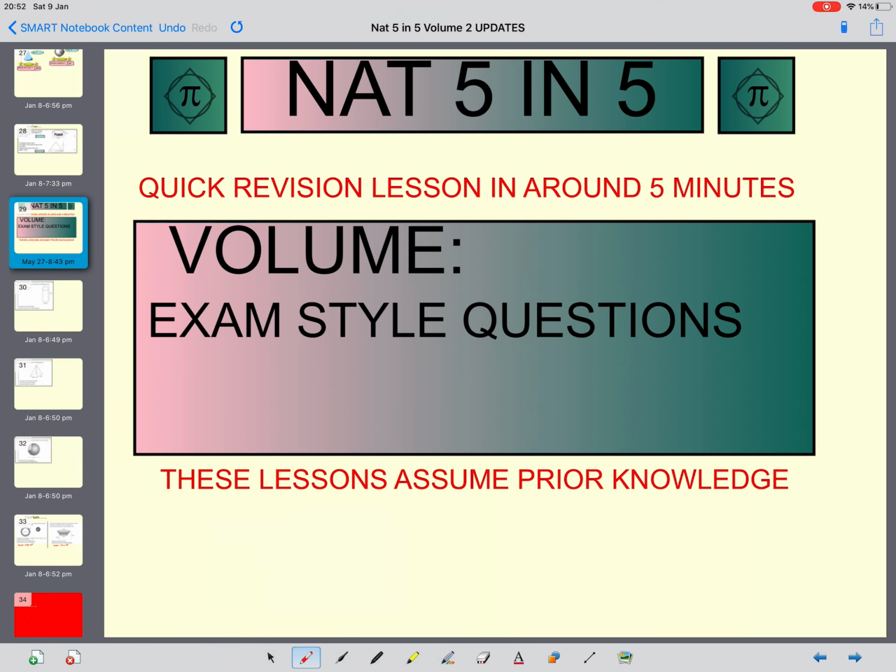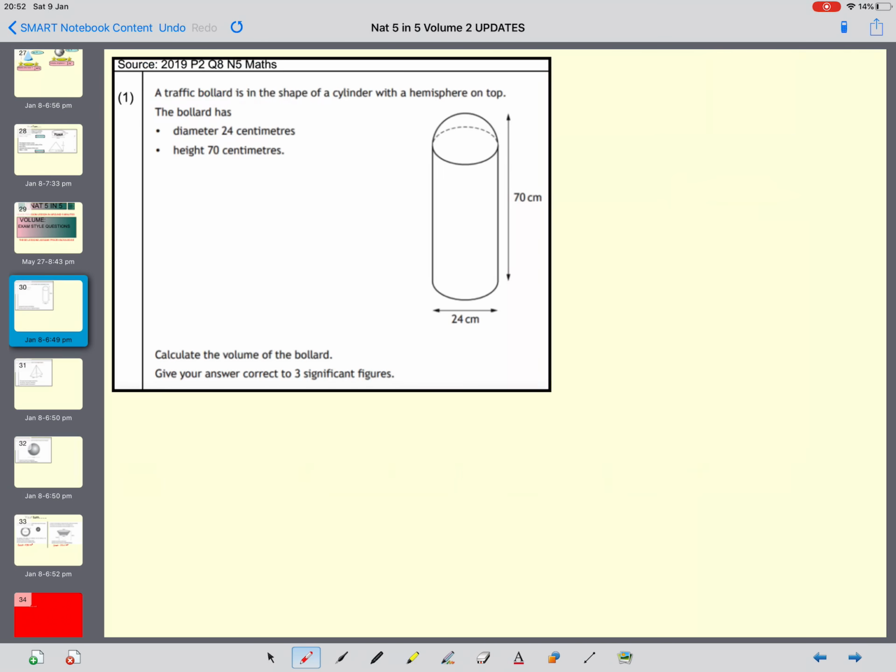We're going to do volume and we're going to do exam style questions. So this is actual exam questions, this one I've got from the SQA. This one's from the 2019 paper, it's paper 2, so you're allowed a calculator.